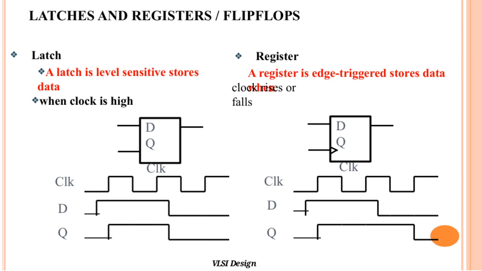They store data only at the moment when the clock signal transitions, either on the rising edge or the falling edge. This edge triggering makes registers more precise in terms of timing because they capture and hold the data at a specific instant rather than during an extended clock period. The diagrams show the basic input-output relationship, where D represents the data input, CLK stands for the clock signal, and Q is the output. Understanding the difference between level-sensitive latches and edge-triggered registers is crucial for designing reliable synchronous circuits, as it affects timing, control, and overall circuit behavior.